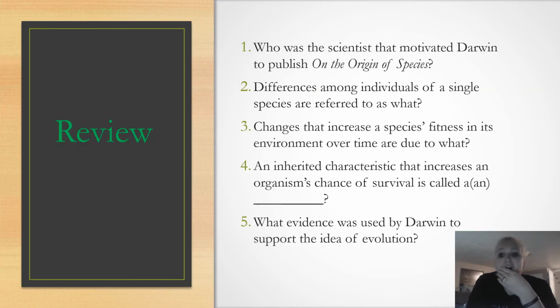So what you guys needed to take away from last lesson and this one is who motivated Darwin to publish his book. What are some differences among individuals of a single species referred to as? What is the difference between different species called? Changes that increase a species' fitness in its environment over time are caused by what? An inherited characteristic that increases an organism's chance of survival is called what? And what evidence was used by Darwin to support the idea of evolution?